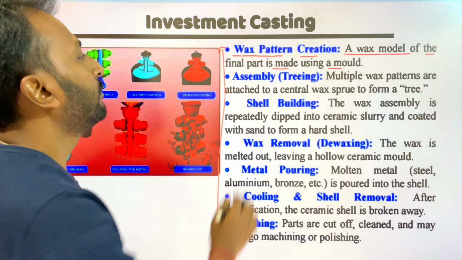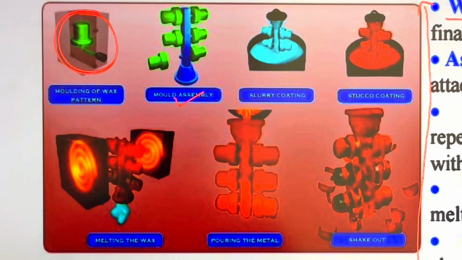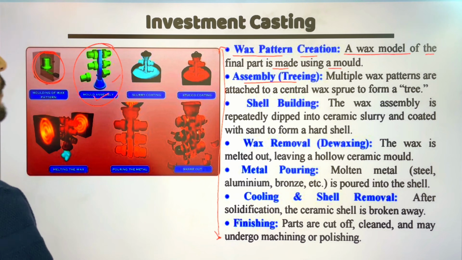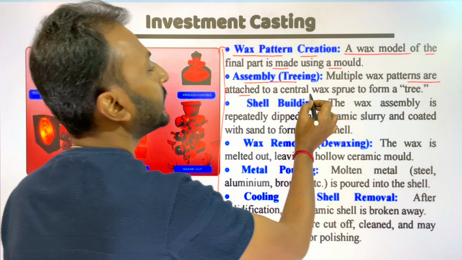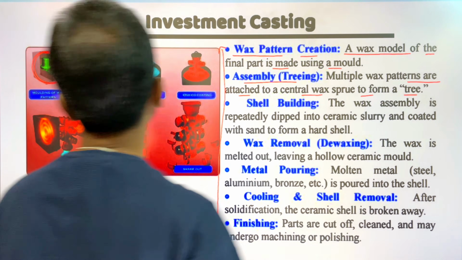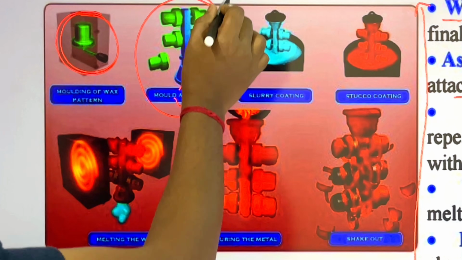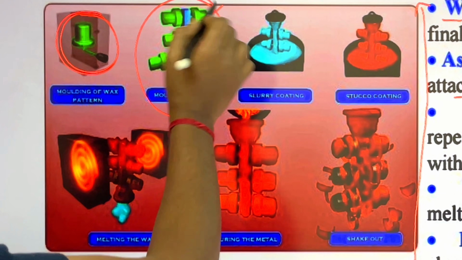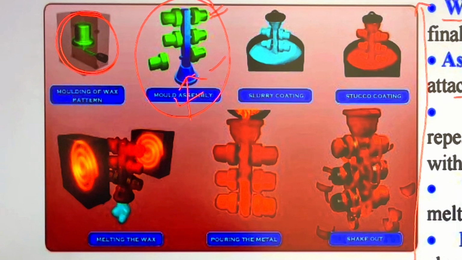So next is assembly or treeing. This is the assembly or treeing. These are the trees made of wax. So multiple wax patterns are attached to a central wax sprue to form a tree. So this is the central sprue. These are the products that will be made like this. So these are the wax patterns attached with this central sprue.